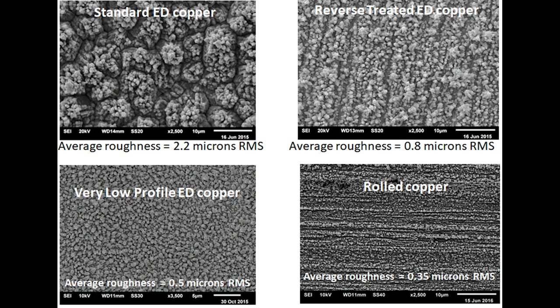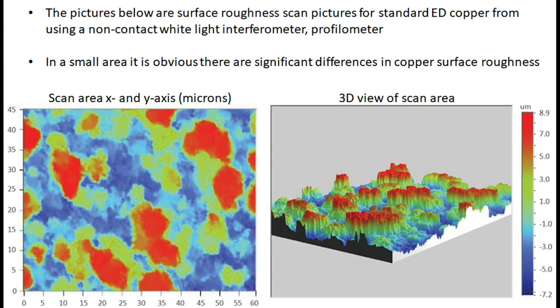All these roughness values are in RMS or R sub Q. The bottom right is rolled copper, and you can see that it is the smoothest at 0.35 microns RMS. You can also see there's a directionality to it, a grain direction, and that's due to the way that rolled copper is made. The other three coppers are different versions of ED, electrodeposited copper, and you can see they have different roughness and different surface morphology.